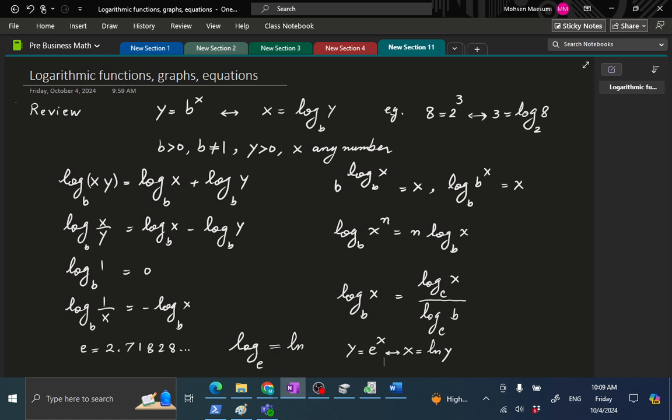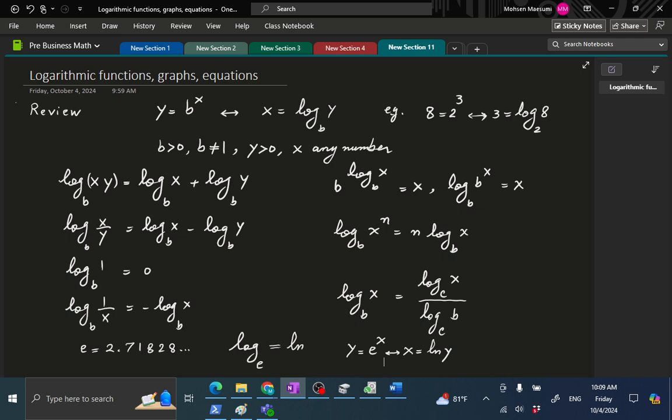Hi, welcome to another lecture on business mathematics. Today we are going to continue our conversation about logarithmic functions. We are going to review what we talked about last time, plus we are going to look at logarithms as functions and draw their graphs and consider some equations involving logarithms.